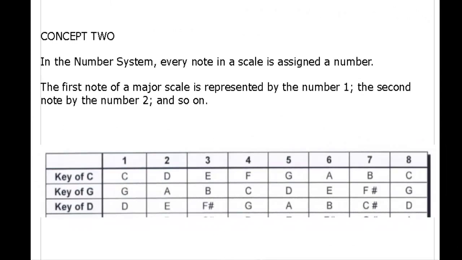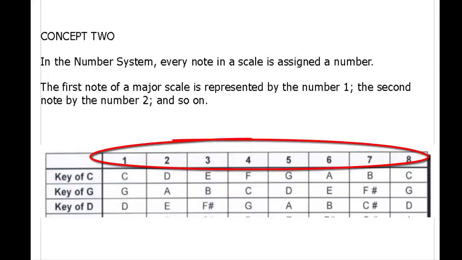Concept number 2. In the Nashville Number System, every note in a scale is assigned a number. The first note of the major scale is represented by the number 1, the second note by the number 2, and so on. So here we have the 3 scales we saw earlier on the video with their numbers marked on top.